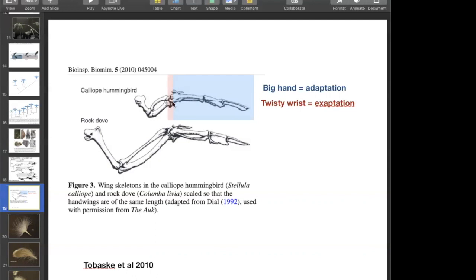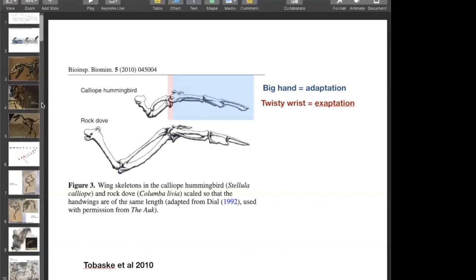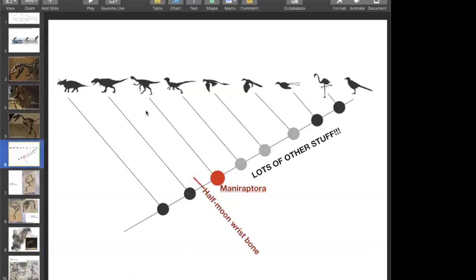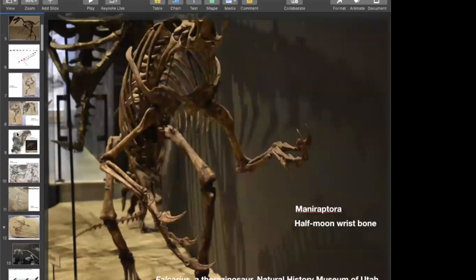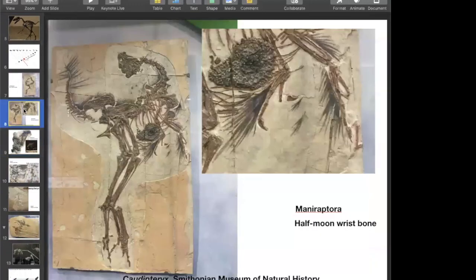When we consider the half-moon wrist bones, we have to go all the way back to Maniraptorans to think about the last common ancestor where the half-moon wrist bones arose. And these are animals that were definitely not flying, yet they had these half-moon wrist bones. So the context in which the half-moon wrist bone arose is not in the service of flight. And the context in which the half-moon wrist bone became inherited by all of these different theropods is not because it was good for flight.